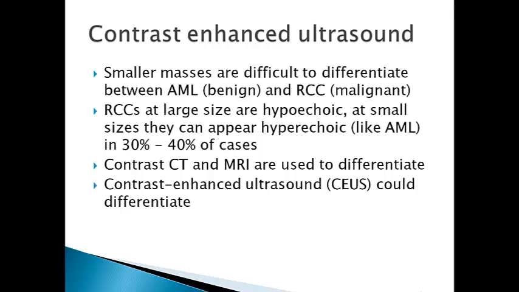And by small sizes, this study looked at masses between 1.2 and 4 centimeters. As a result, when patients have a small finding on ultrasound, they tend to have contrast CT or MRI ordered to differentiate between AML and renal cell carcinoma. One of the concerns brought up in the study is that contrast is nephrotoxic, and also CT and MRIs are very expensive for what could be a benign AML.